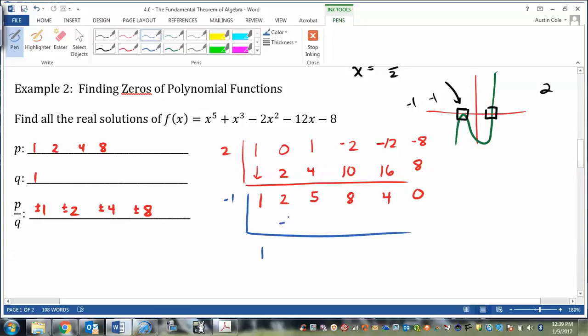Bring down my 1, multiply to get -1, add to get 1. Multiply to get -1, add to get 4. Multiply to get -4, add to get 4. Multiply to get -4, add to get 0.